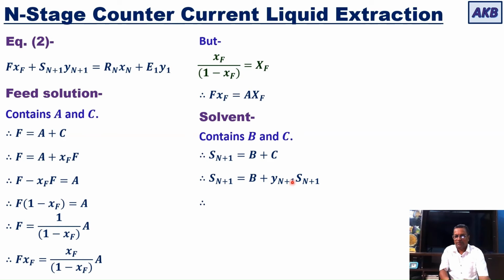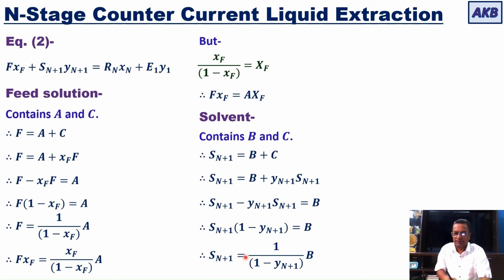And then I can bring this term to this side. So it will be Sn+1 minus Yn+1 into Sn+1, that is equal to B. Therefore, Sn+1 can be taken out as a common term. So this will be Sn+1 into 1 minus Yn+1, that is equal to B. Then I'll bring this term to this side.